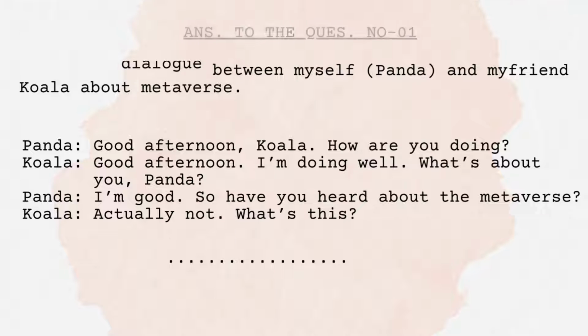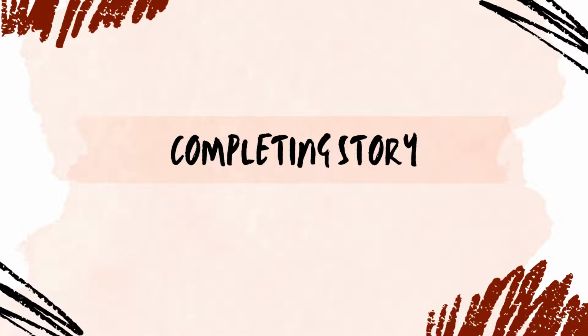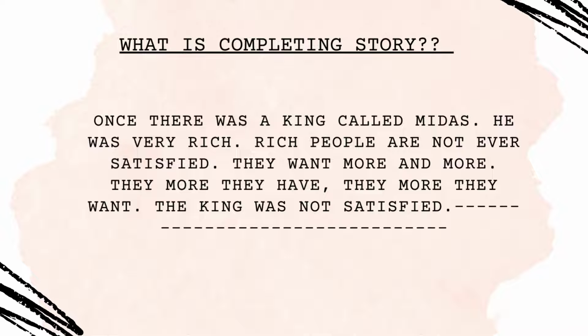Now let's have a look at completing story. What is a completing story? A completing story is a part of a story which is incomplete. We have to end the story from that incomplete place. Here is the beginning part of a story as an example.